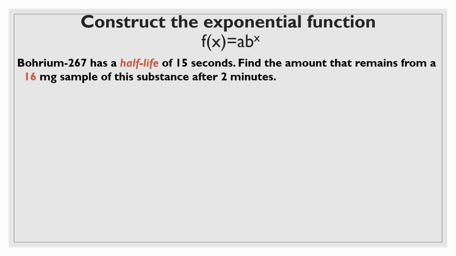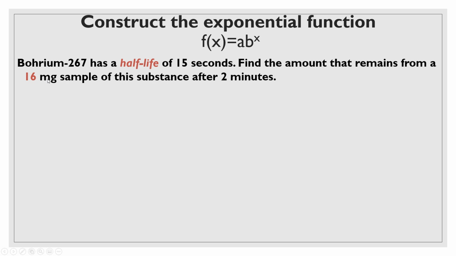So in other words, this is not growth, but this is an example of decay. Every 15 seconds, the quantity of the substance is decreased by 1/2. So in other words, our b is 1/2. And our a, the initial, is the 16 milligram sample. So this is our initial.